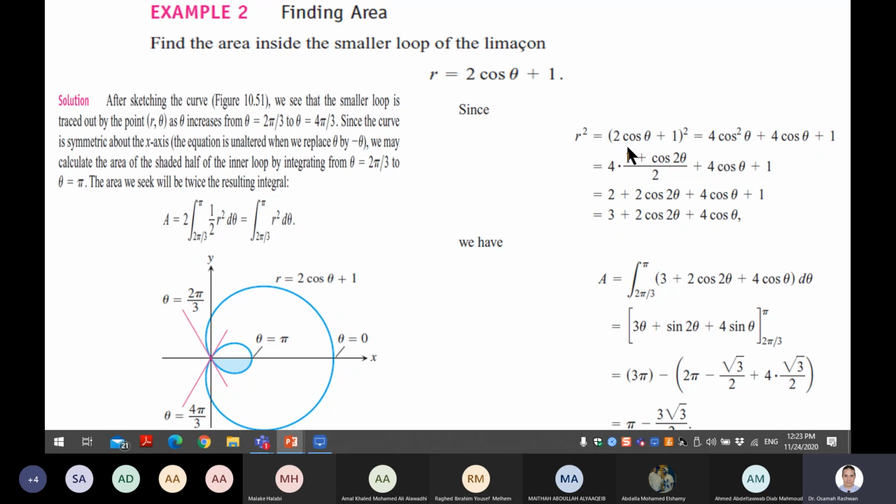Now I'll go and substitute for r squared. I have done the same thing. I substitute cosine squared by half times 1 plus cosine 2 theta. It is better to have a margin and do your simplification, and then you substitute in the formula here. This is the area here from 2 pi over 3 to pi, and you have 3 times this one. So once you finish, you get the area here. So you multiply it by 2. Don't forget to multiply it by 2.